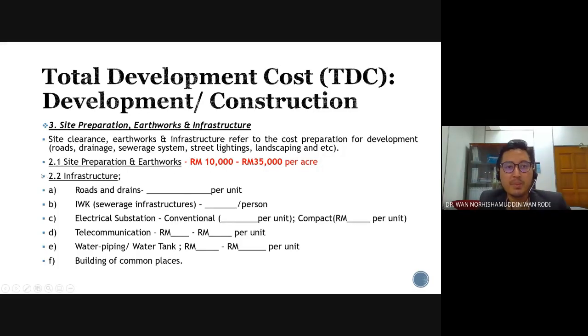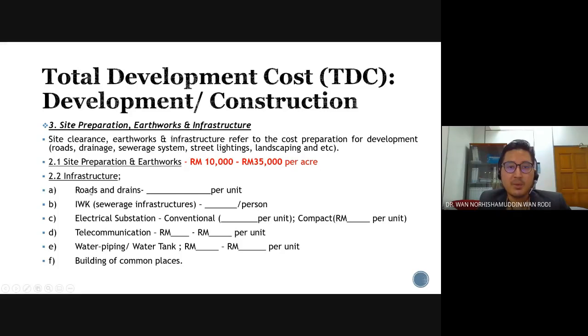Okay, the second one would be the infrastructure. Let's say you are doing development for any type of project, residential, commercial, industrial, so you need to have infrastructure. It is a very important aspect of development because you need all this infrastructure to power up or to give drainage, for example, to your project.